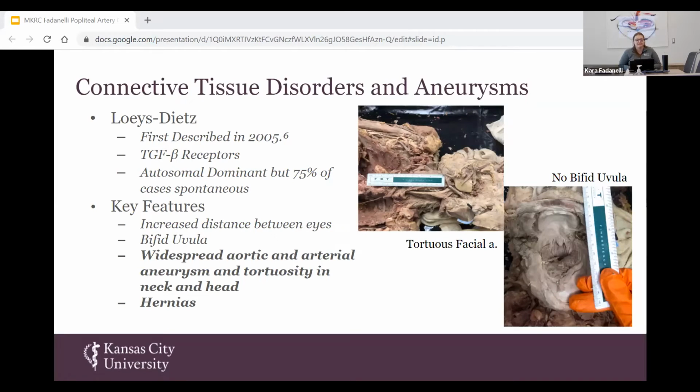However, because Loeys-Dietz is relatively new, there still might be a possibility that there's a more mild form of that syndrome that may allow a patient to live longer.